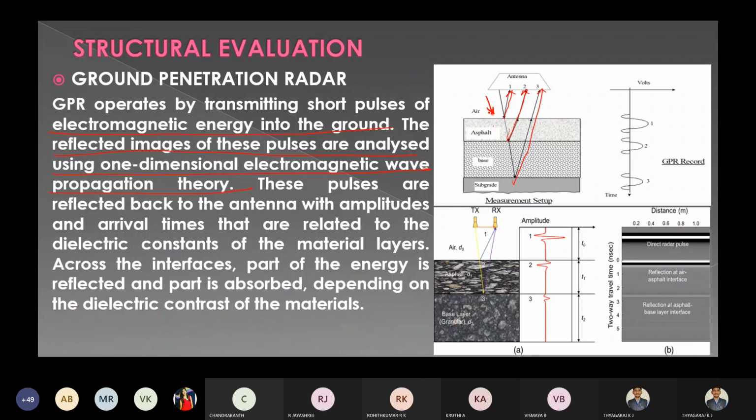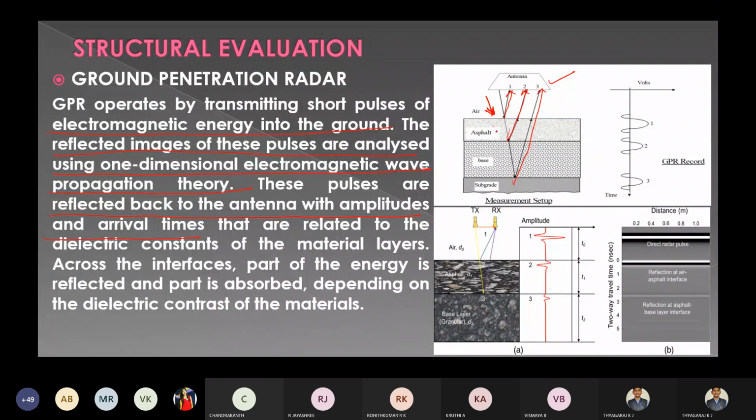So a ray of electromagnetic radiation will be sent to the pavement surface, and it will be sent up to the subgrade level, and it will be recorded. It will be returned, and it will be recorded back in the antenna. And these pulses are reflected back to the antenna with amplitudes and arrival times.